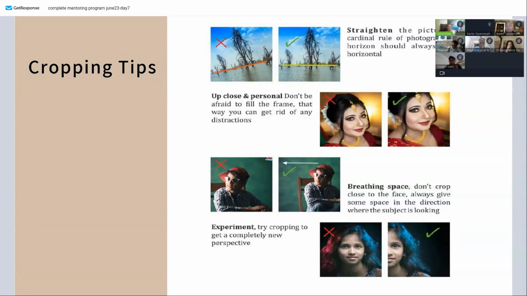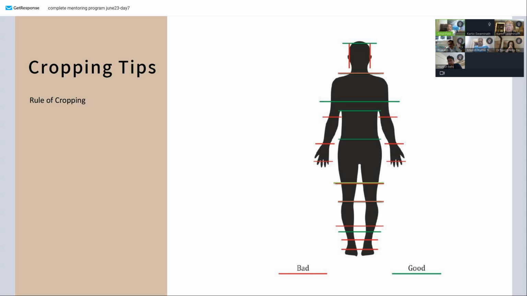So basically, what we are trying to say is in photography, you should experiment. Not only cropping, but even while taking the pictures, you can experiment. You can follow the rule. You can break the rules as long as it creates that impact. You should always be game for it. So let's move on.